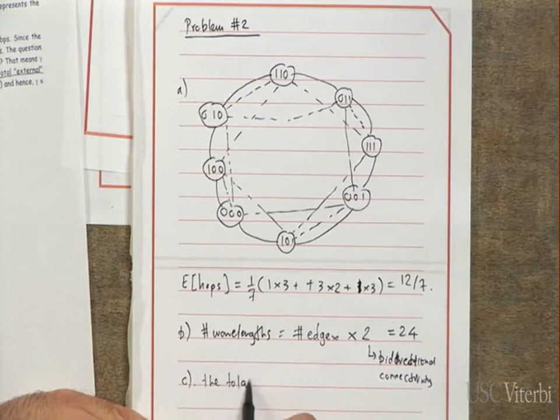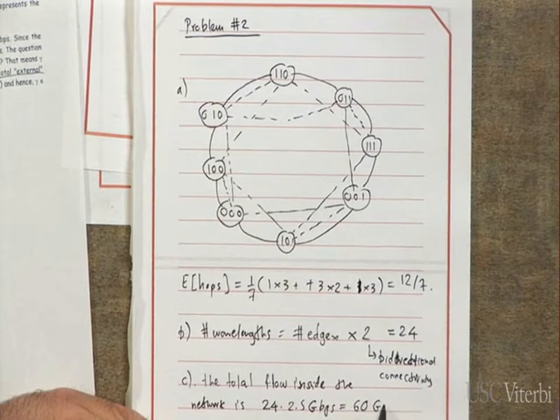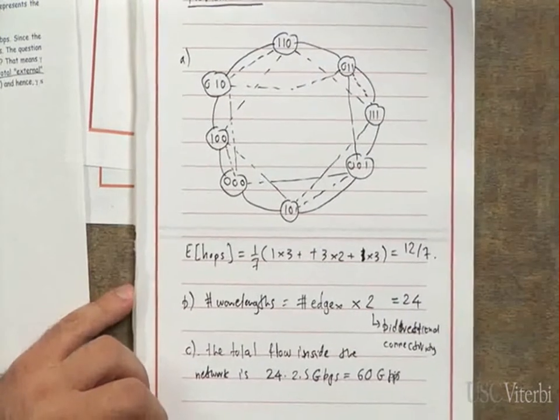The total traffic, or the total flow inside the network, is 24 times 2.5 gigabps, and this gives you 60 gigabps. Why is that? Because we have 24 links of this size.